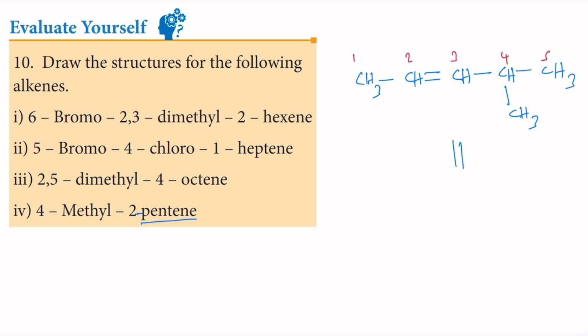The corresponding structure in bond line notation will look like this. 1, 2, 3, 4, 5. At 2 position we have a carbon-carbon double bond, and then at 4 position we have the methyl group. Number it 1, 2, 3, 4, 5. That's how the structure will look like in bond line notation.